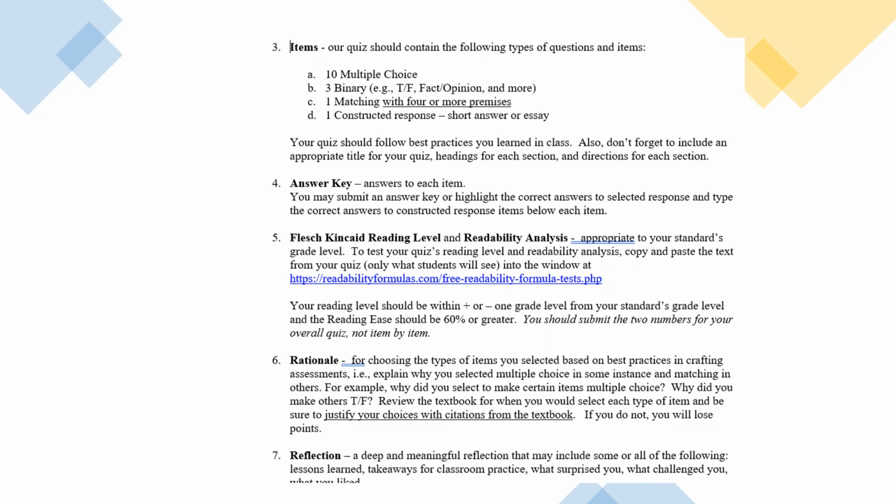You're going to have a rationale for why you selected certain formats for certain items. And you're going to need to use your textbook to justify your selections. So for example, think about your multiple choice questions. Why did you make certain kinds of items multiple choice instead of matching? Why did you choose matching format for the items that you did? And those justifications are in your textbook. You just need to read them and cite them.